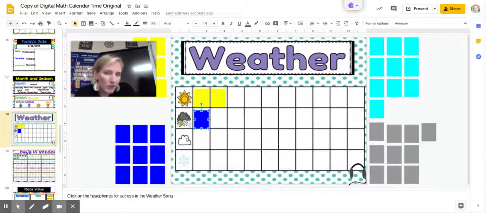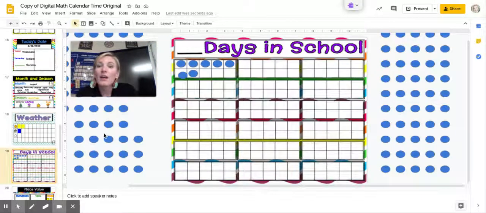So there's one more. So 1, 2, there's 2, and the only one. So there's one more sunny day this week. Now we've been in school now for 8 whole days. Whew, that's a long time. It seems like a long time some days.